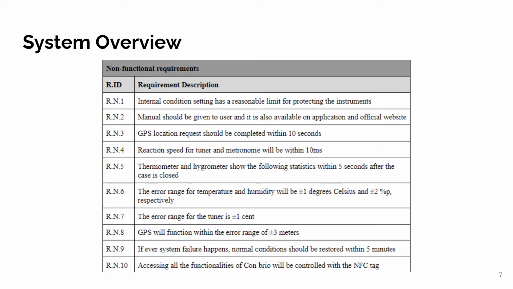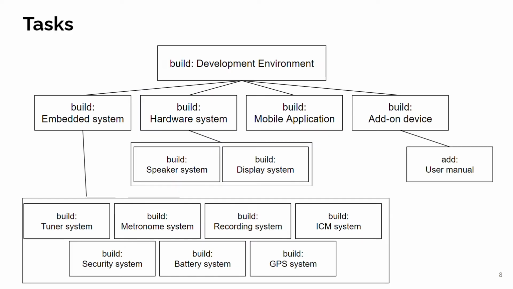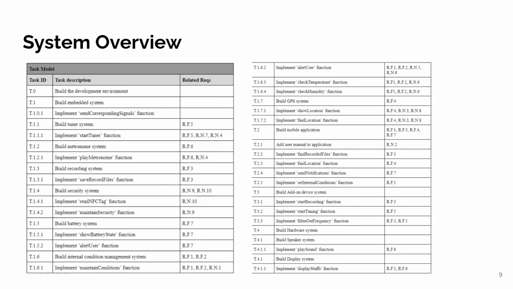These are the tasks for our system. To summarize them, the development environment should be built first. Then the embedded system, hardware system, mobile application, and add-on device should be built as the main classes of our system. Then corresponding subclasses like tuner system and speaker system should be built. Here is the full list of the tasks in the system overview. You can also refer to them by looking at our project document.